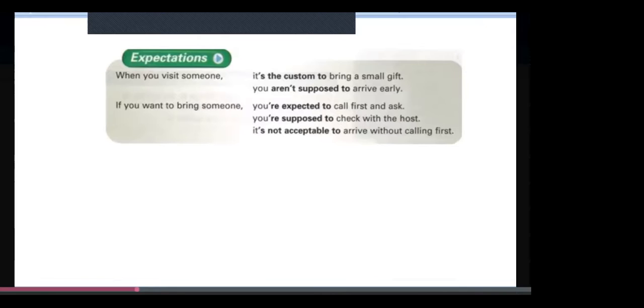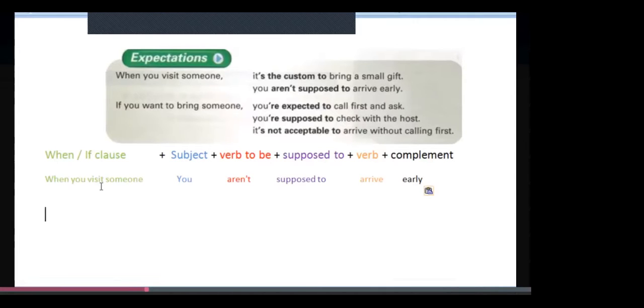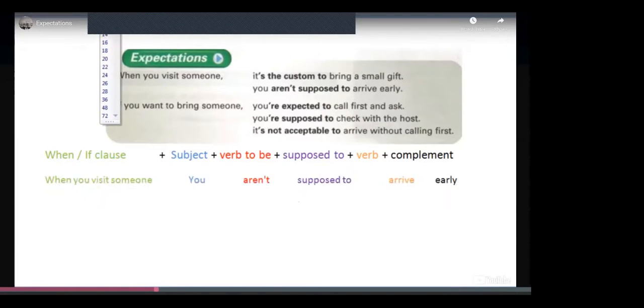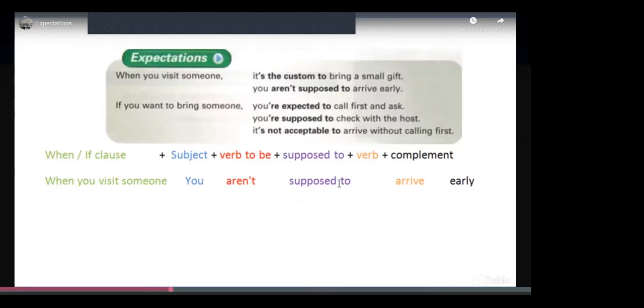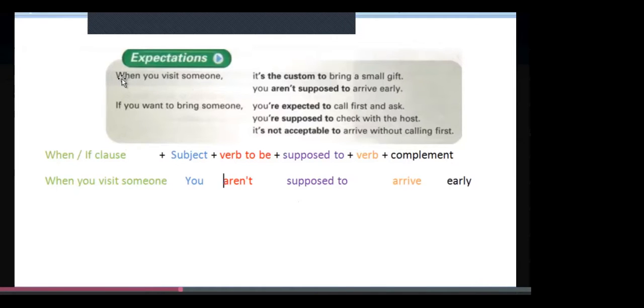So let's try to understand this particular idea here. What I'm going to do is I'm going to write the structure, and I'm also going to borrow one of these examples that you see there. Let me just make this a little bigger. One second here. All right. So what I want to do at this point is just point out the following. That the structure, the way that it works is either we're going to use a when or an if clause. And what do I mean by a when clause? Well, it's this situation that I mentioned here at the beginning. When you visit someone, right? If you want to bring someone, that's what I refer to when I say a when or an if clause. That's what should be here at the beginning. After that, you should include a subject.